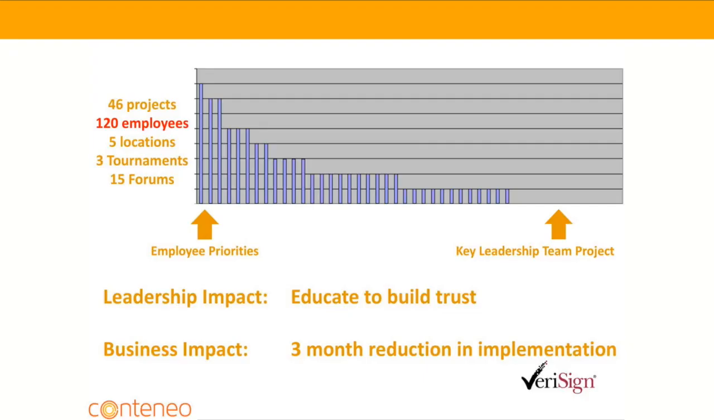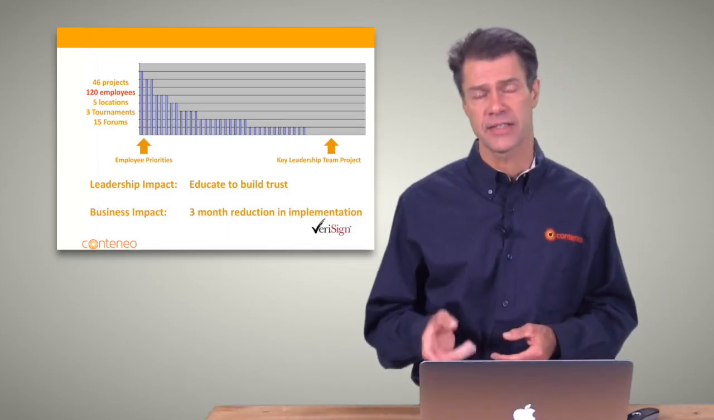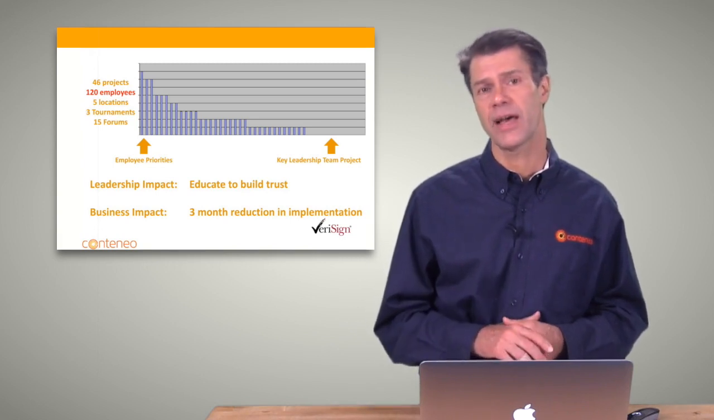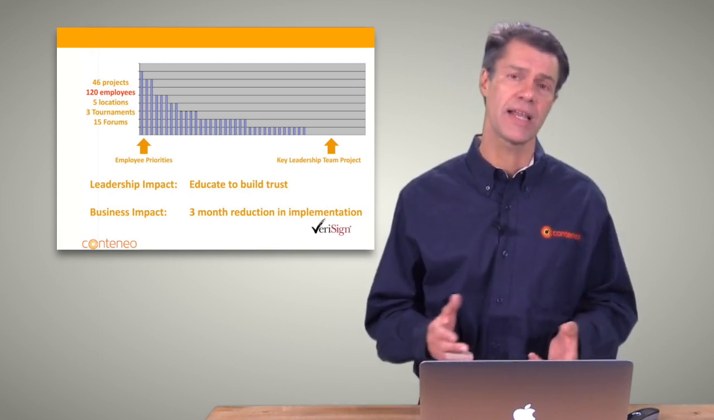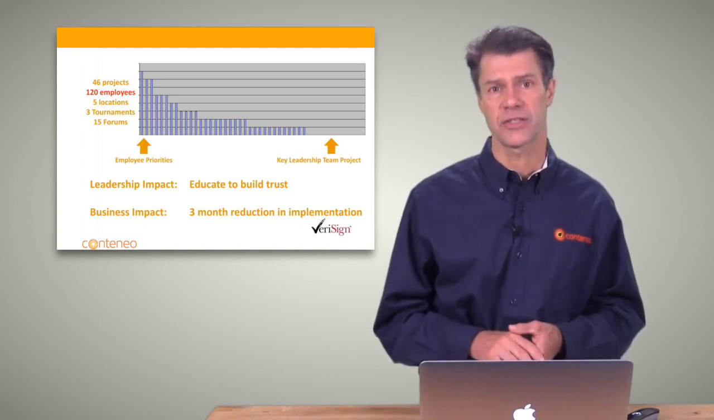The first case study I'd like to present was a project we did for Verisign. In this project, we had 46 ideas or 46 projects to prioritize with 120 employees. They were located at 5 locations around the world. Now, in the decision engine, we recommend that you have about 15 to 20 items in a single forum. That means that we needed to run a tournament structure.